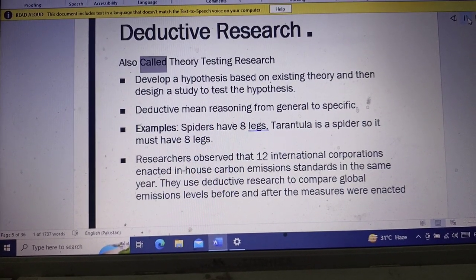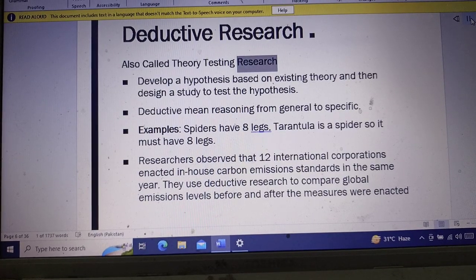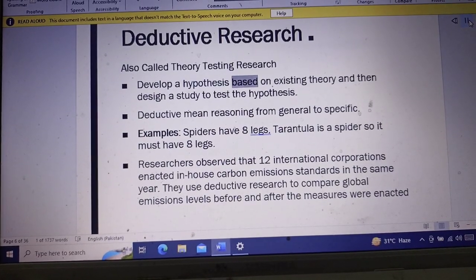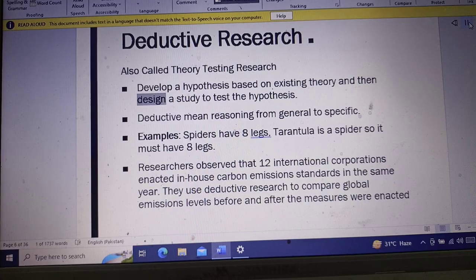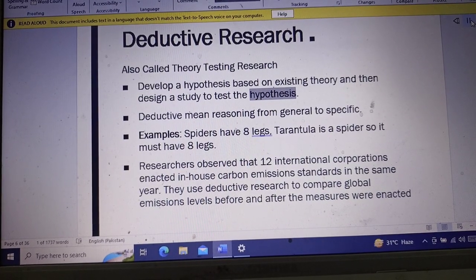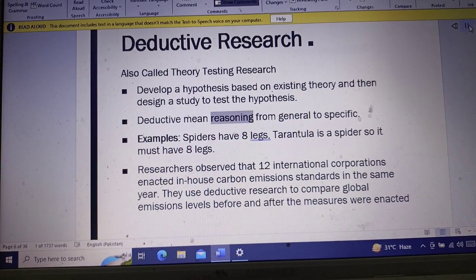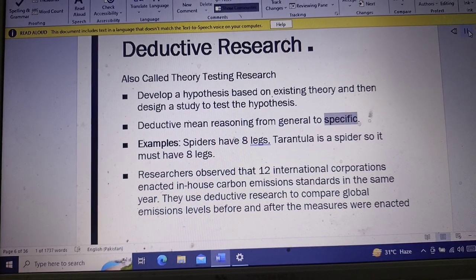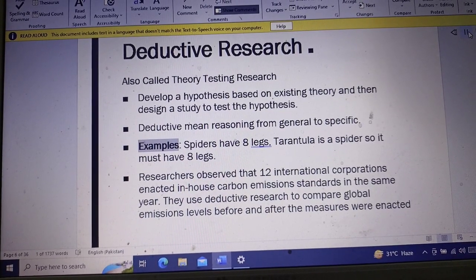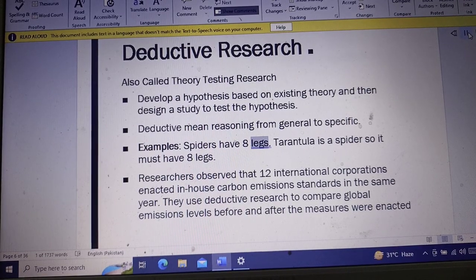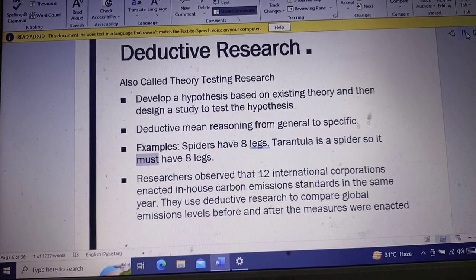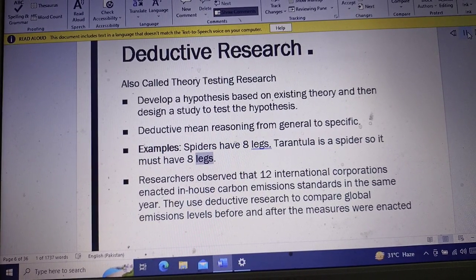Deductive research, also called theory testing research. Develop a hypothesis based on existing theory and then design a study to test the hypothesis. Deductive means reasoning from general to specific. Example, spiders have 8 legs, a tarantula is a spider, so it must have 8 legs.